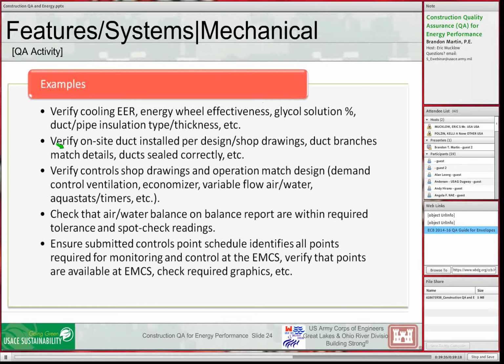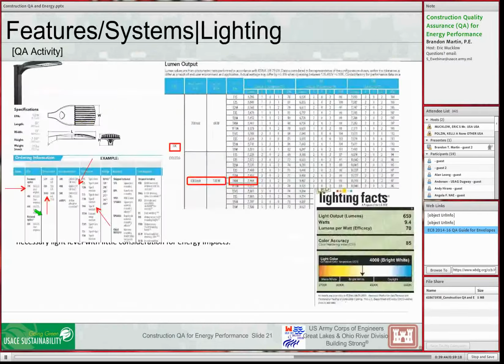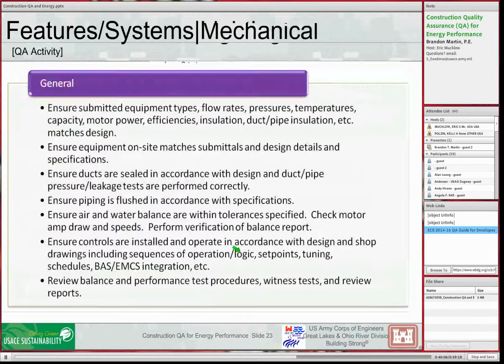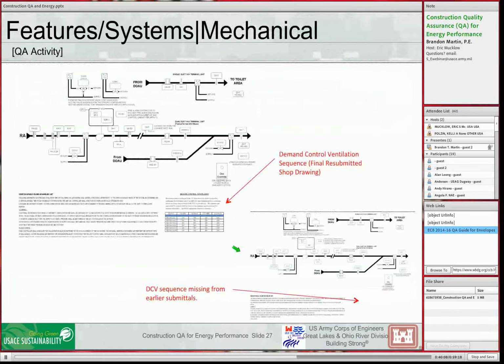We need to make sure control shop drawings match design. We need to make sure that the air and water balance are within the required tolerance. If we flip back a few slides, how much difference does it make? If the balance is 5% over on total flow, that can make $2,500 a year of a difference on a 100,000 square foot facility. If our glycol solution is 30% instead of 20%, that can make a $500 a year difference.